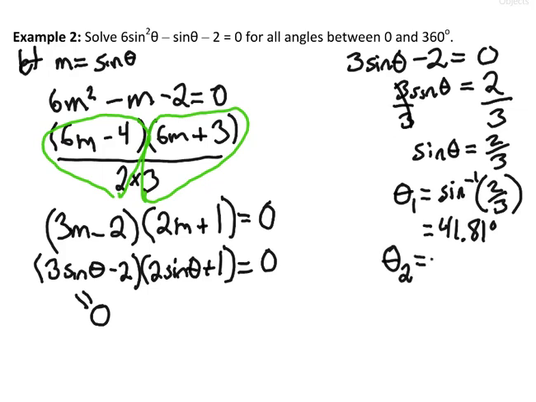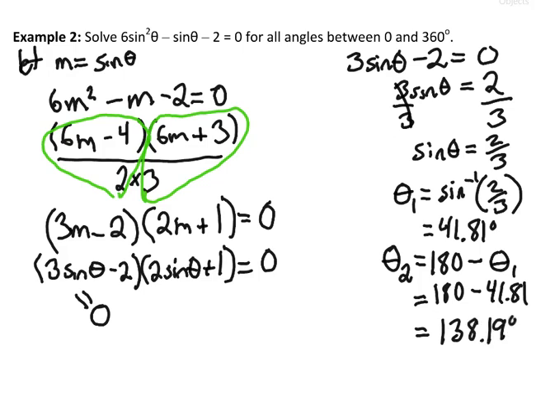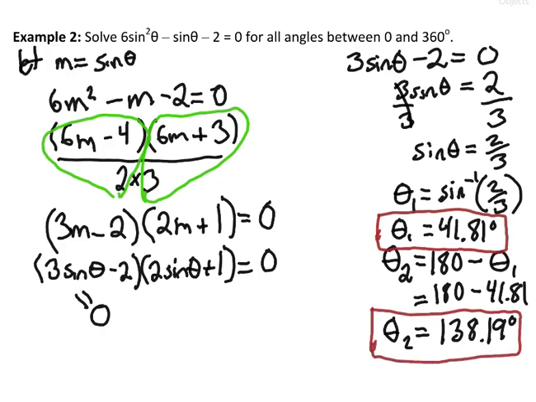Theta 2 is going to be 180 minus theta 1. If you remember, that's our related angle for a sine function. We do 180 minus the initial angle. So in this case, that'll be 180 minus the 41.81. So that would give me 138.19 degrees. That's theta 2. And that's theta 1. So that is 2 of my answers here. So theta 1 here and theta 2 there. All right, that was just from setting the first factor equal to 0.